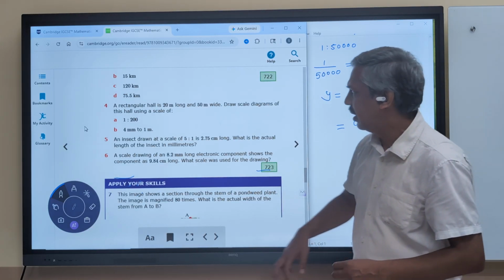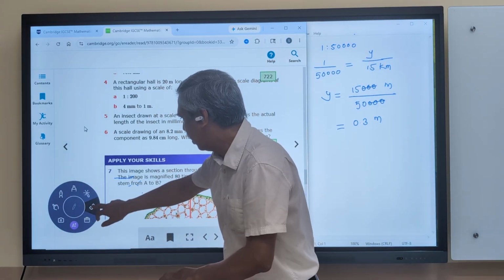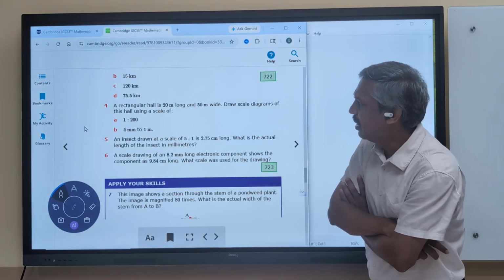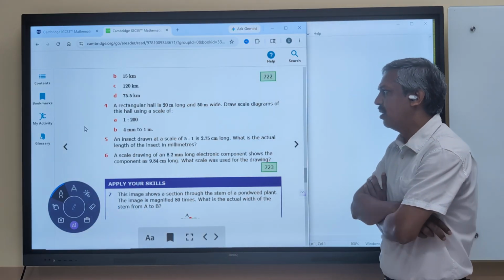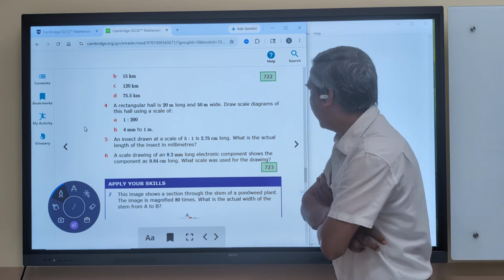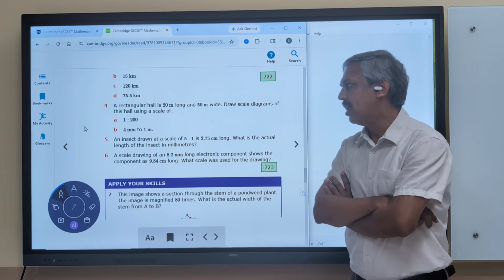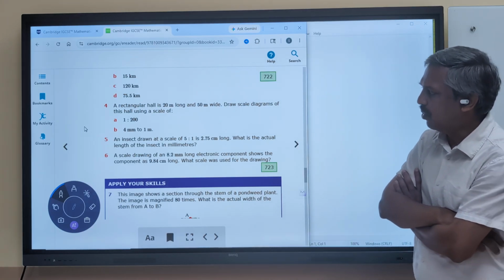Question number 4 is saying that a rectangular hall is 20 meter long and 50 meter wide. Draw a scale diagram for this hall using a scale of 1 to 200 and the second is 4 mm to 1 meter.